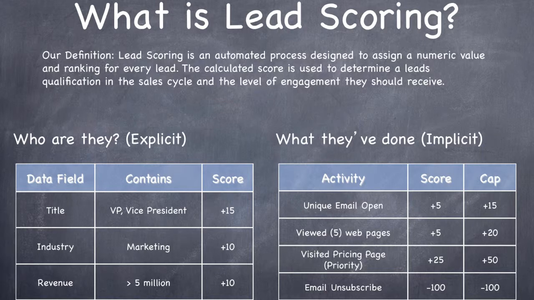Lead scoring is an automated process designed to assign a numeric value and ranking for every lead. The calculated score is used to determine a lead's qualification in the sales cycle and level of engagement they should receive. Some common terms you'll hear when discussing lead scoring are implicit scores or explicit scores. Explicit are typically data fields or profile information about a lead, while implicit is typically behavior that we track.